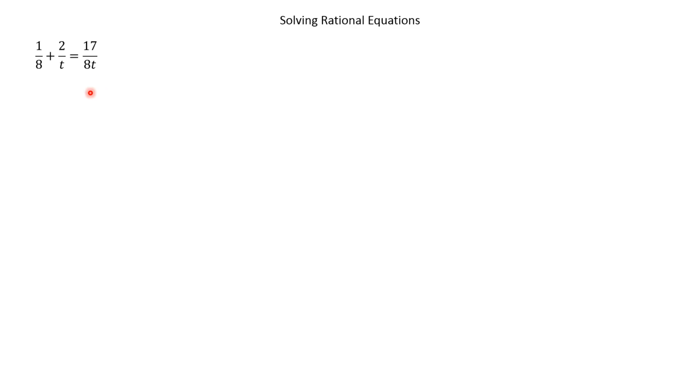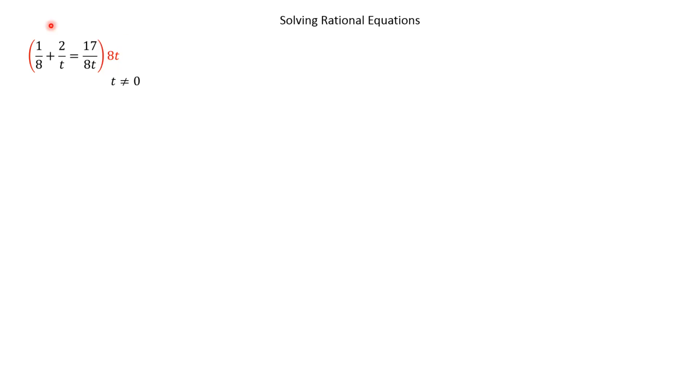But before we do that, we need to figure out what our variable can't equal. I always want to say what x can't equal, but right now our variable is t. So what can't t equal? Well, here t can't equal 0, and here t still can't equal 0, so t can't equal 0. All right, now let's multiply by the common denominator. Let's see, we need an 8 and a t and an 8t, so wouldn't it make sense the common denominator is actually just 8t? So let's multiply by that.